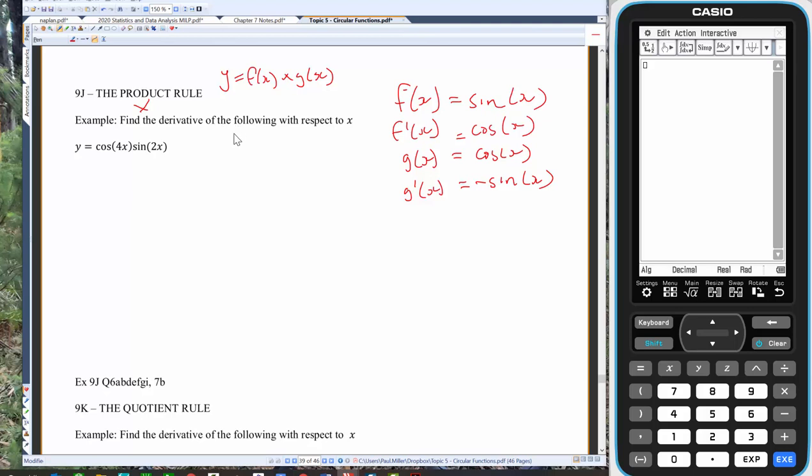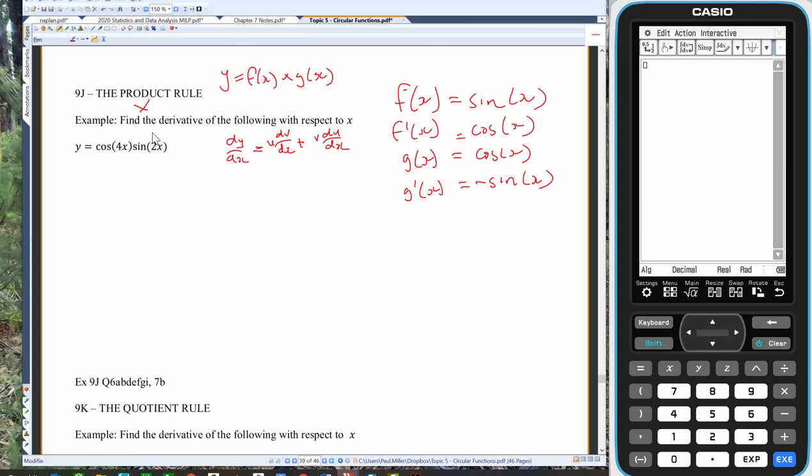Now remember that the product rule is on your formula sheet, and it's dy dx equals u dv dx plus v du dx. Again, I just love saying that: u dv dx plus v du dx. It's just loads of fun. If you want to pause the video and have a bit of practice saying that, it just makes me feel good.